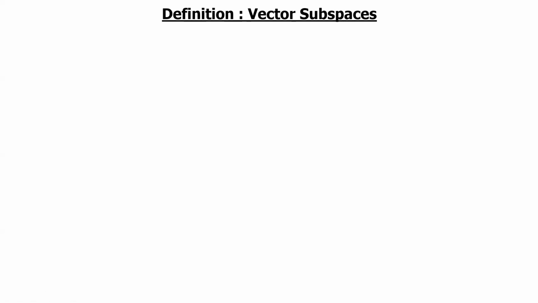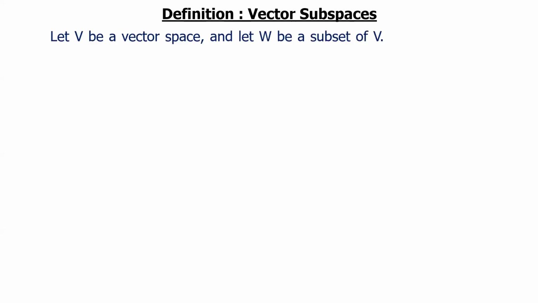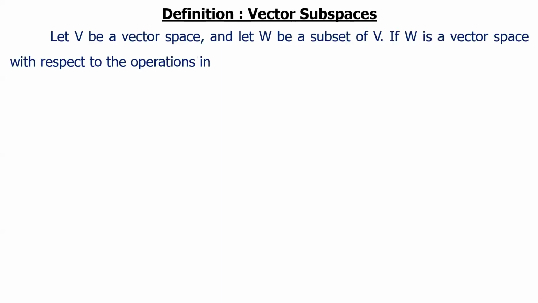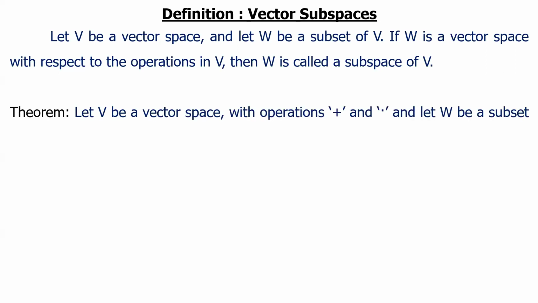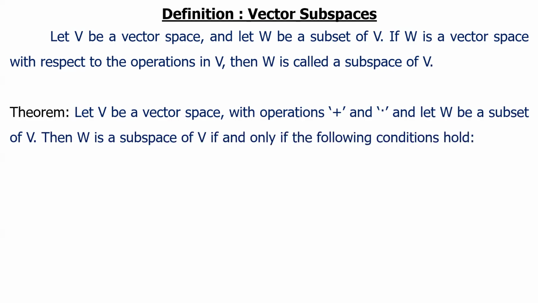In this lecture, we discuss the vector subspace. Let V be a vector space and let W be a subset of V. If W is a vector space with respect to operations in V, then W is called a subspace of V. There is one theorem with which we are able to check whether the given subset of a vector space is a vector subspace or not.